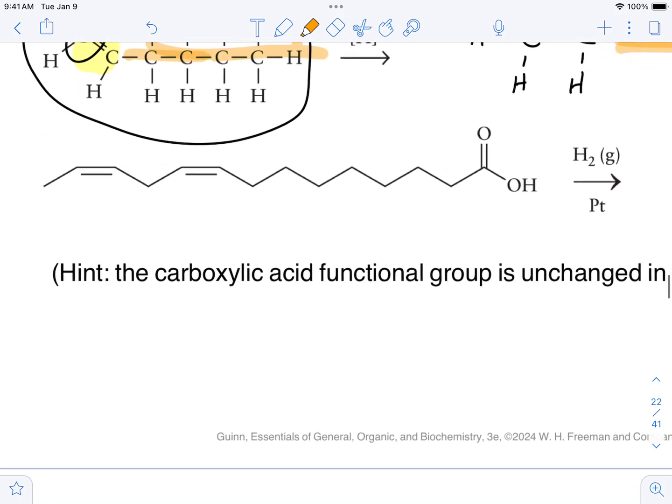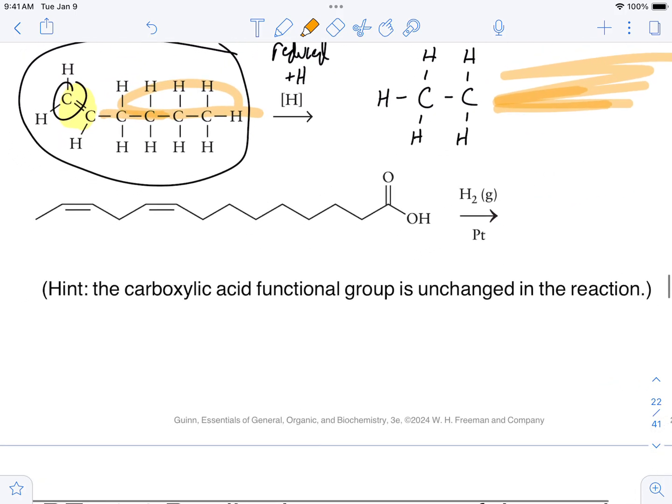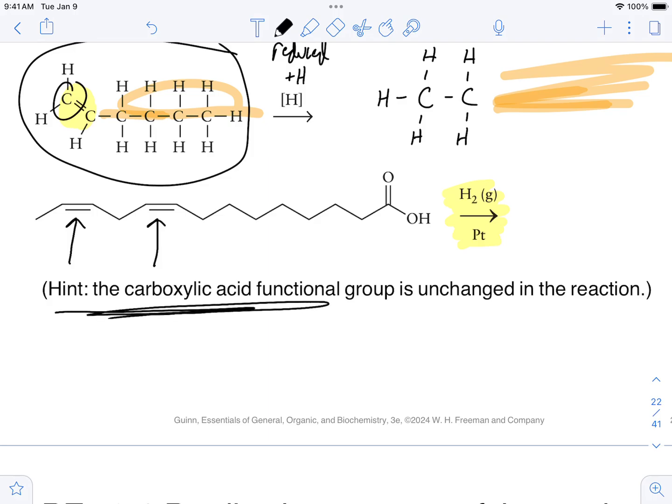For the second example here, we have our H2, and just happens to be our platinum here. And look, we have our alkenes. And it gives us a hint here. It says the carboxylic acid functional group is unchanged. So that's right here. That's not going to change. The double bond, the alkenes, is what's going to change here. And that's going to go to an alkane. So that double bond will go away.